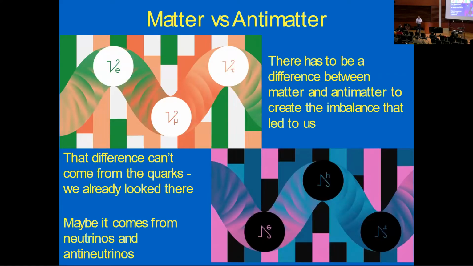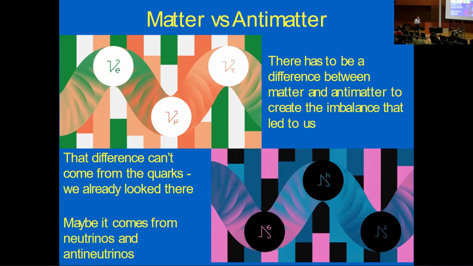Well, there has to be a difference between matter and antimatter to create that asymmetry and that imbalance. And that difference can't come from the quarks. Particle physicists have looked for it. And those quarks that I told you about at the beginning of this talk, they don't have enough of this asymmetry between matter and antimatter to actually cause that imbalance. So it has to come from somewhere else. And so a really good option would be the neutrinos, or the leptons, specifically the neutrinos.